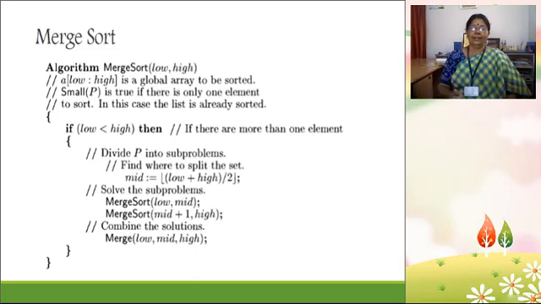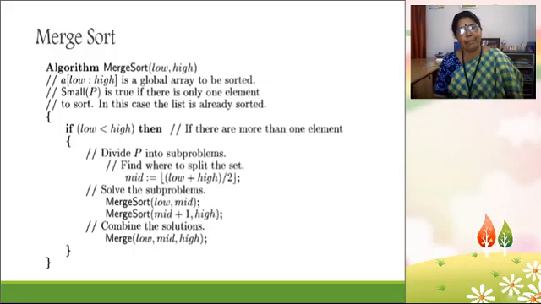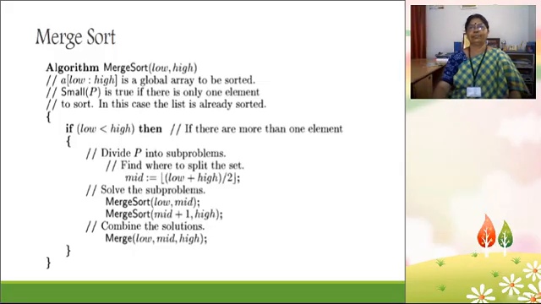This process continues. The two equal size subarrays are further divided. This subdivision goes on until the subarrays have only one element. Once the problem is reduced to a simple problem, meaning the array has only one element, then merging is carried out.